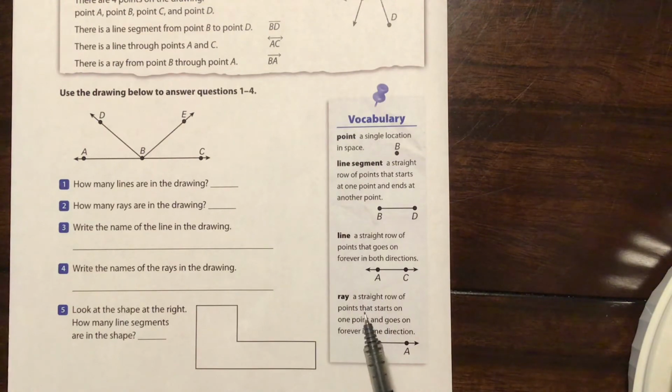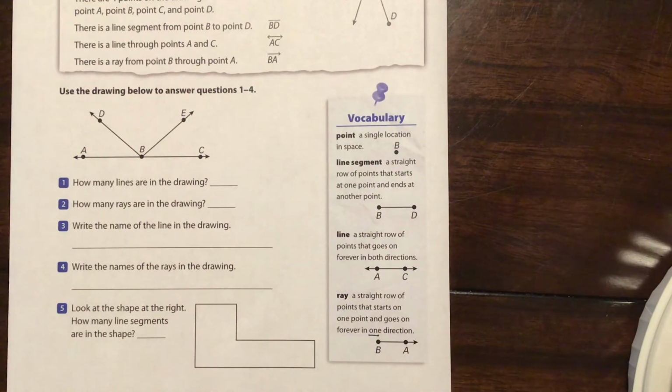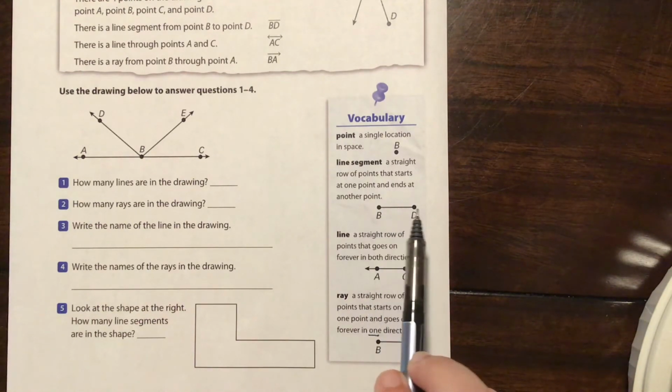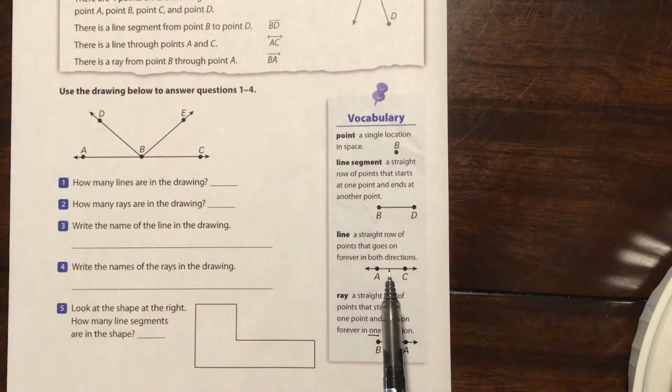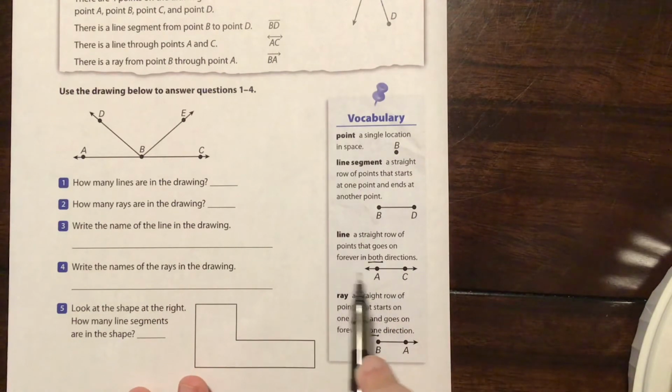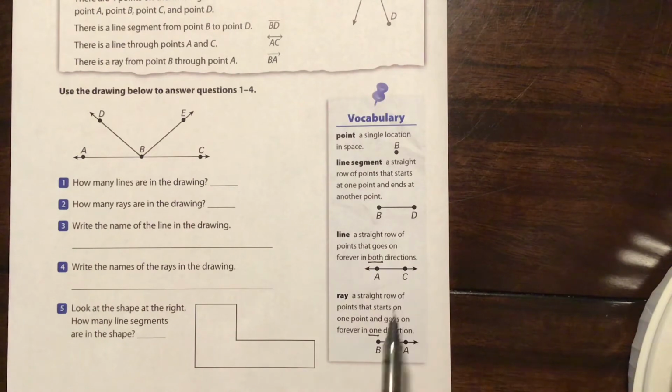Ray: a straight row of points that starts on one point and goes on forever in one direction. So it's important to know for a ray that it's only going to continue in one direction. So go back to a segment, it doesn't continue in either direction because there are no arrows on each end. A line will continue in both directions. So it's continuing in this direction and in that direction. But for a ray, it only continues in one direction. So notice how there's only an arrow pointing off to this side. So it continues that way. But this side does not. It stops here.